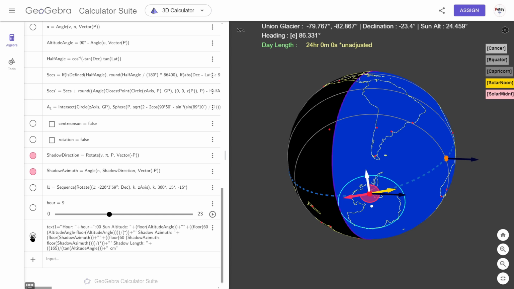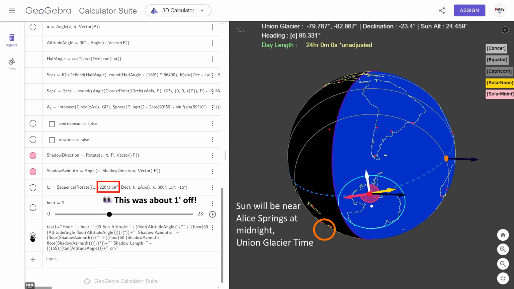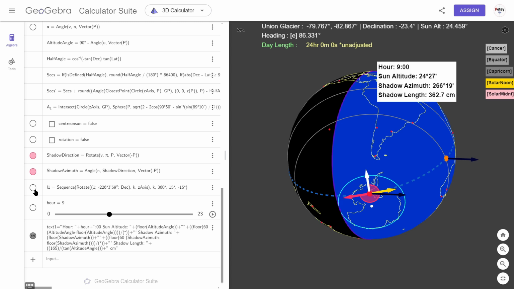Checking SunCalc for the sun's location at midnight Union Glacier time, I could see that the sun was pretty much directly overhead near Alice Springs in Australia, and the Greenwich hour angle for the sun was a smidge more than 226 degrees. Knowing this meant I could create 24 positions for the sun at 15-degree intervals.